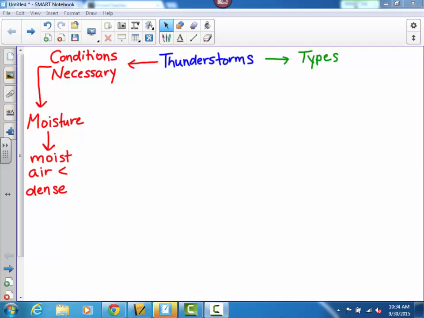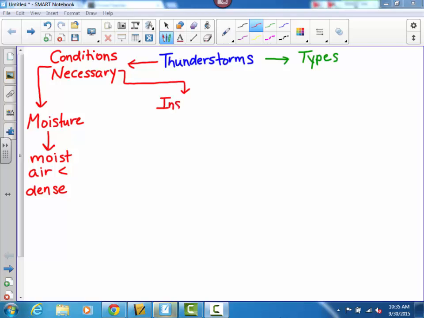Another thing that you have to have for a thunderstorm to form is called the instability of the atmosphere. And I'm going to put this one almost over in the middle. Instability. This has to do with the temperatures that are involved of the different air masses and how the temperature of that air mass compares to its surroundings. So you have to have an unstable atmosphere.